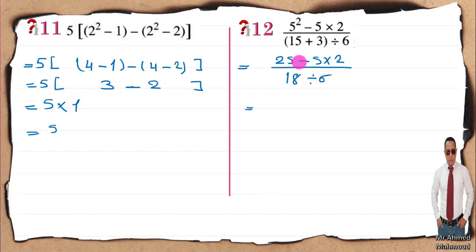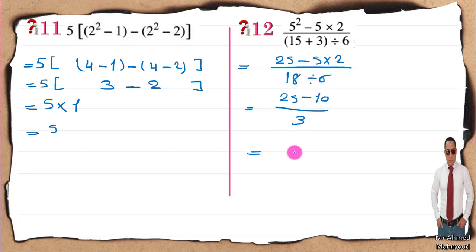Okay, now back to the numerator. The numerator here included minus and times. So I'm going to start with the times. 25 minus 10. 5 times 2 equals 10. And now 18 divided by 6. This is another operation. 18 divided by 6 equals 3.